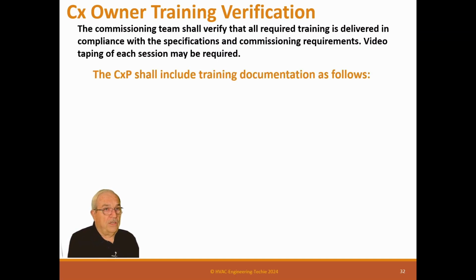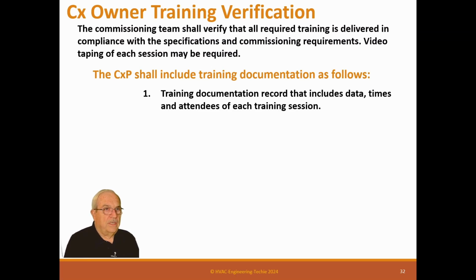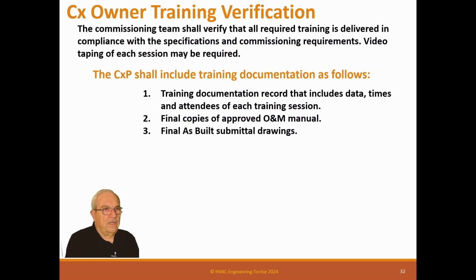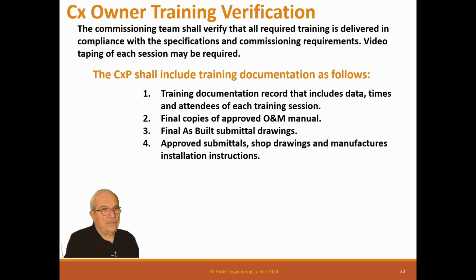The CxP shall include training documentation as follows. Training documents record that includes date, time, and attendees for each training session. And so they're taking that attendance sheet, and you record that, and those go in a report to the owner. Final copies of approved O&M manuals, final as-built submittal drawings, approved submittal shop drawings and manufacturer installation instructions.